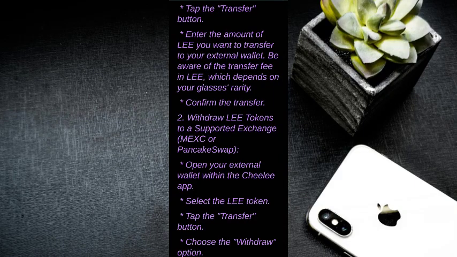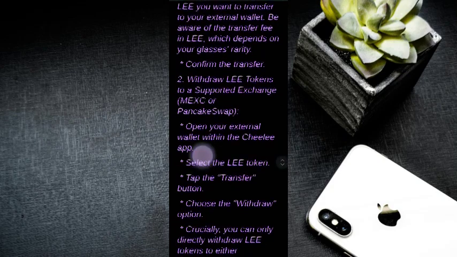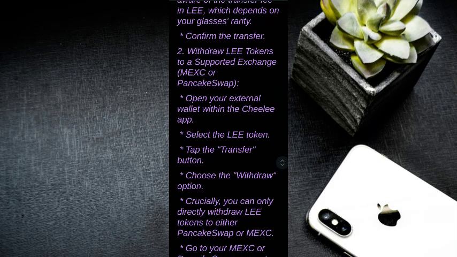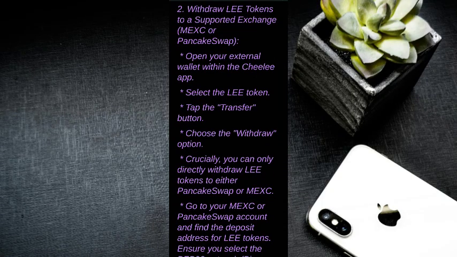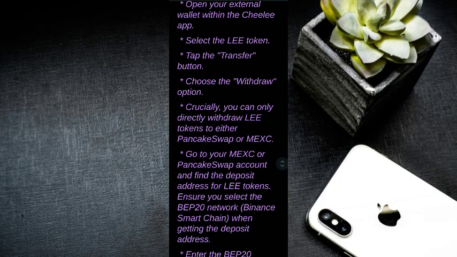The second method is to withdraw Lee tokens to a supported exchange like MEXC or PancakeSwap. So how do you do this? Open your external wallet within the Chelee app, select the Lee token, tap the transfer button, choose the withdraw option. Crucially, you can only directly withdraw Lee tokens to either PancakeSwap or MEXC.